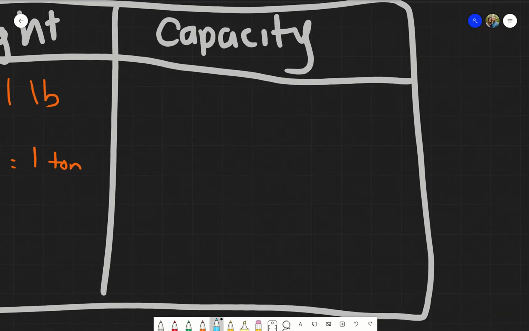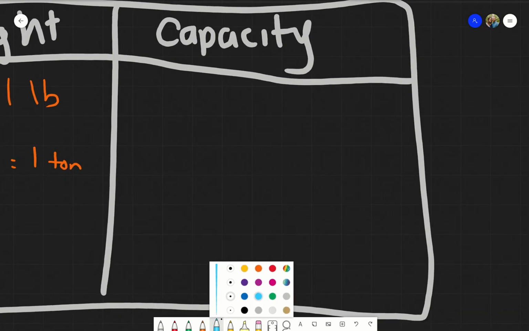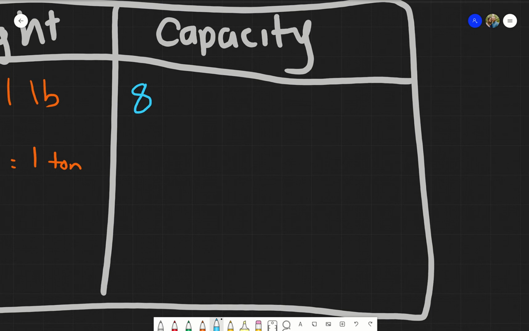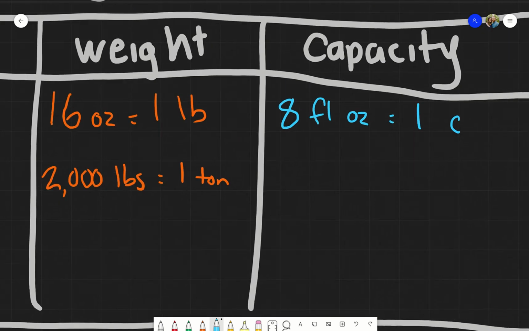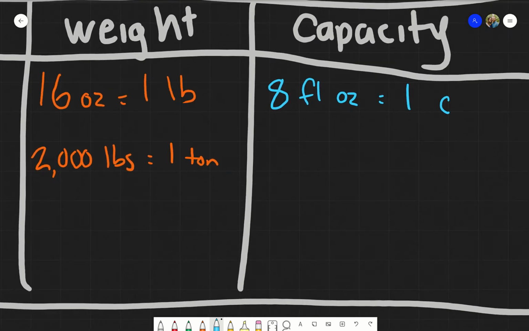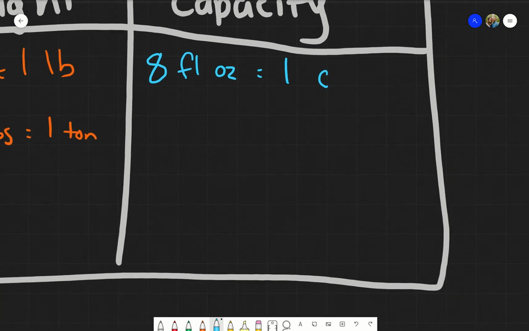All right, now capacity. Capacity has a lot of them because if you remember, there were a lot of different units that we measured. So some of the common ones we have: 8 fluid ounces equal 1 cup. Okay, so ounces is different. For weight, ounces is 16 to 1 pound. For capacity, ounces is 8 fluid ounces to 1 cup. So it's important to remember the difference. One of the ounces is 16, one of the ounces is 8. So remember that difference.